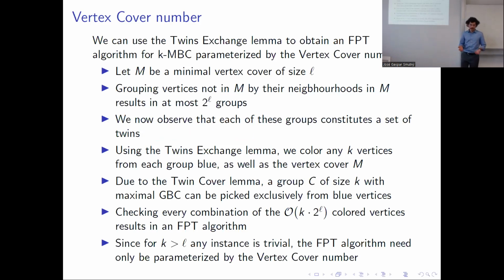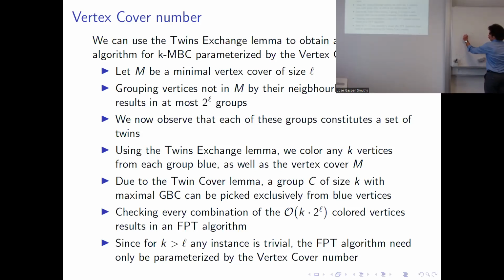We basically just apply the twin change lemma. We begin by picking a minimal vertex cover, M, and we group every single vertex that's not in M into groups depending on their neighborhood in M. Of course, the number of these groups is at most 2 to the size of the vertex cover, depending on which vertices they are connected to. Now what we have achieved is that we have our vertex cover M, and then we have groups of vertices which have the same neighborhood.